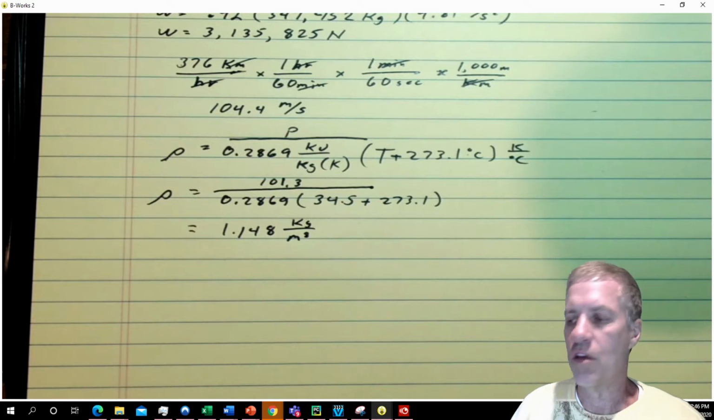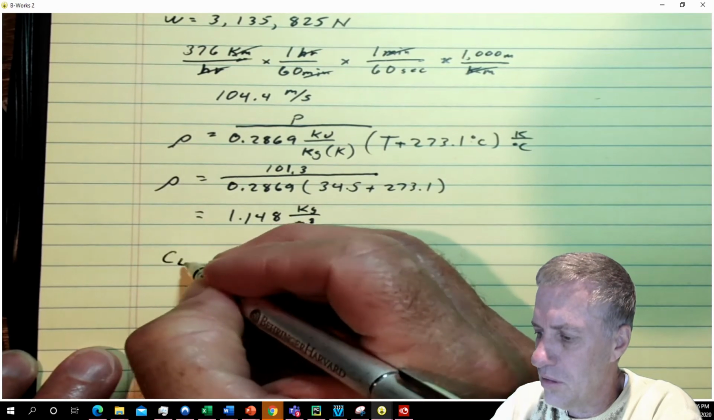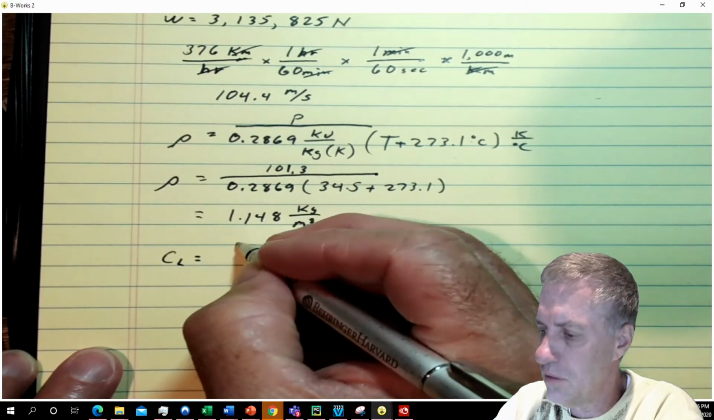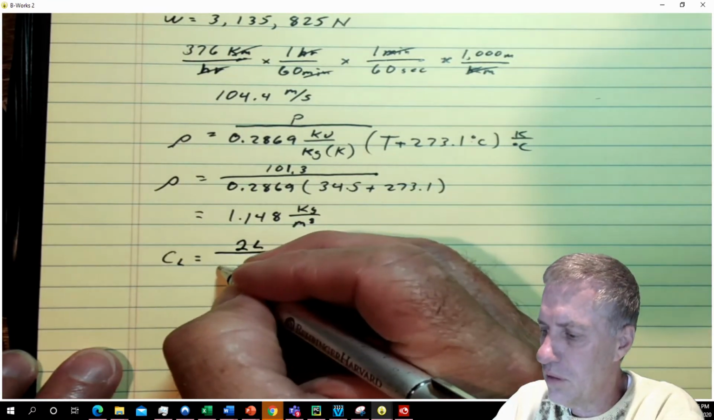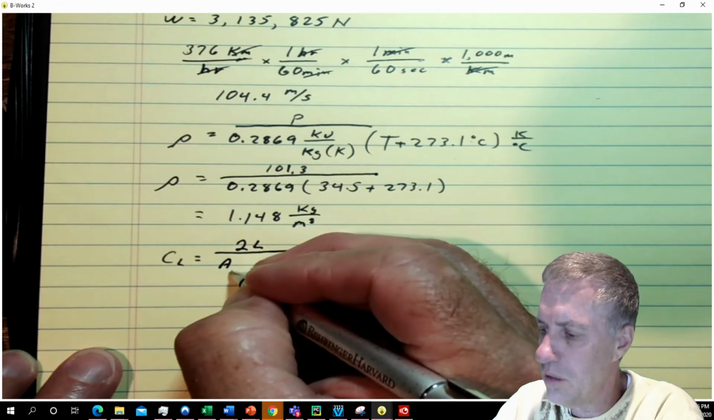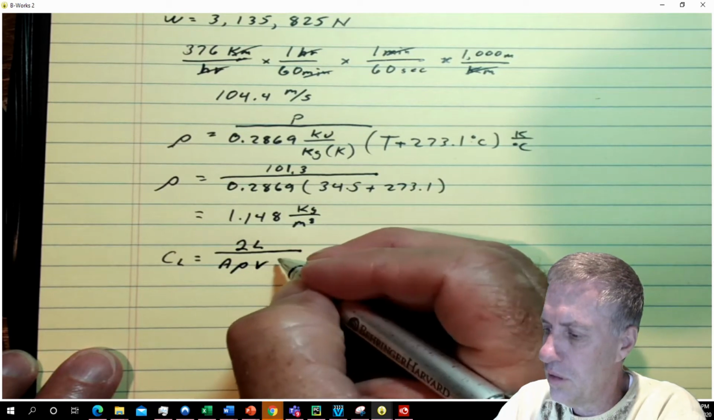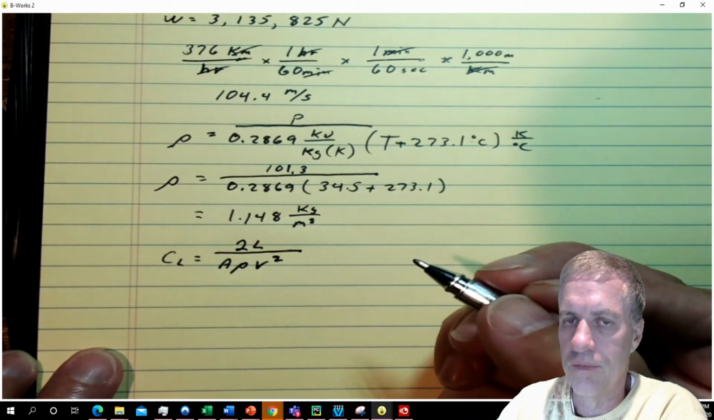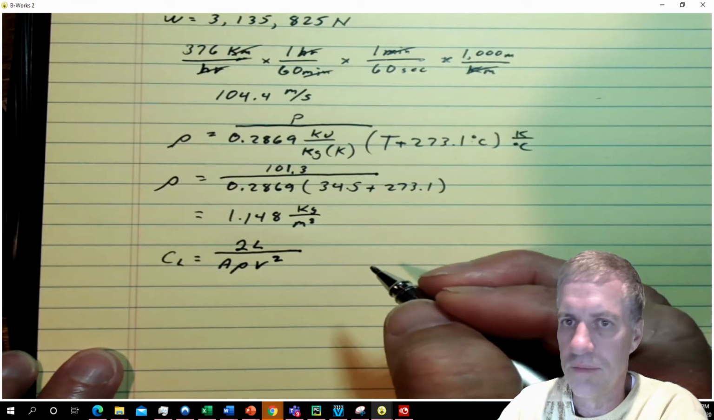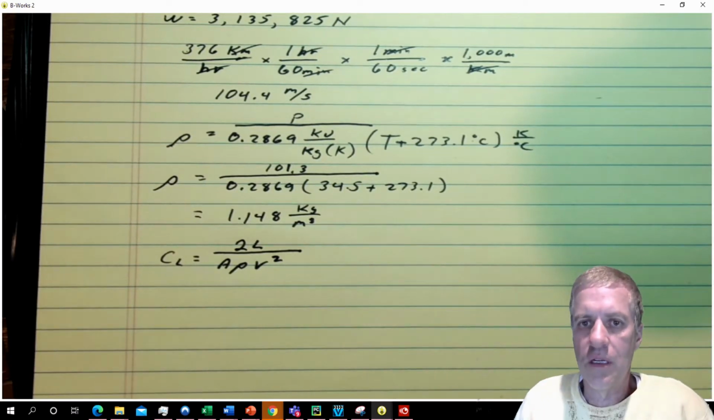Now we want to calculate the coefficient of lift. And on your reference page, the coefficient of lift is 2 times lift, over the area of the wing, times rho, which is your air density, times the velocity squared. Okay. All right, so take a minute and see if you can calculate the coefficient of lift.